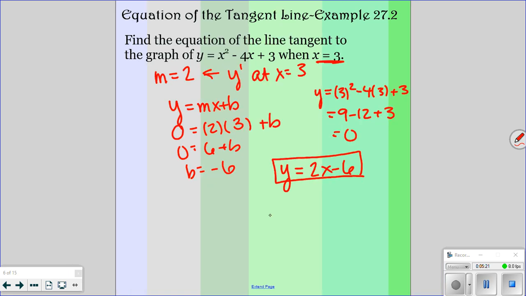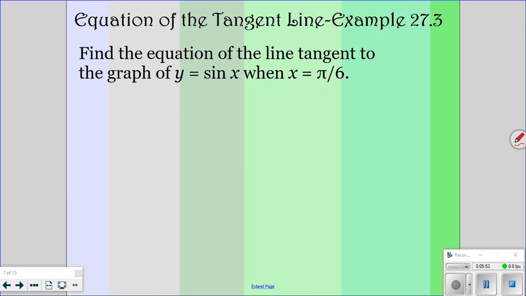So if we have our graph, this is a parabola, and we'll say that x equals 3 is right here. I don't know what it looks like. We'll just graph it like that. So we know that the slope was 2 from the previous problem, and we now know that the equation of this line looks like that. That would be your actual line. So that's what you just found. Okay, so let's look at another one.